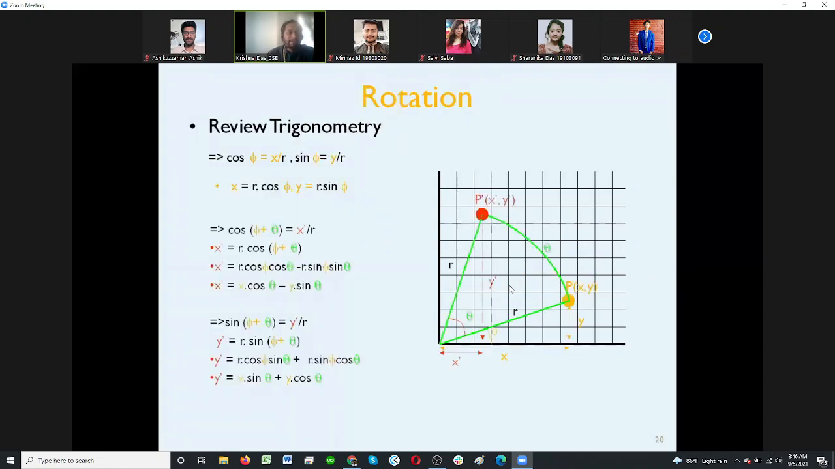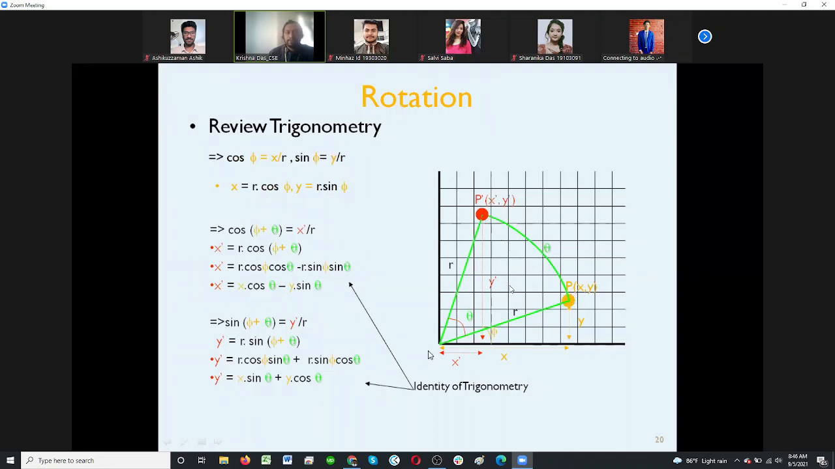We have seen how it can be generated. x prime is x cos theta minus y sin theta, and y prime is x sin theta plus y cos theta. We have taken 2 points. It's actually 1 point having theta degree rotation about the origin, and the new position it got is p prime.